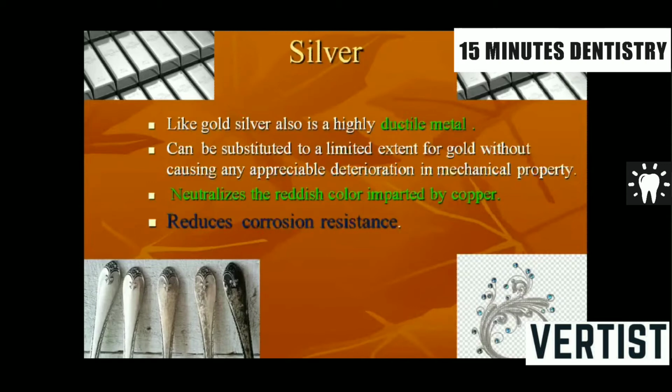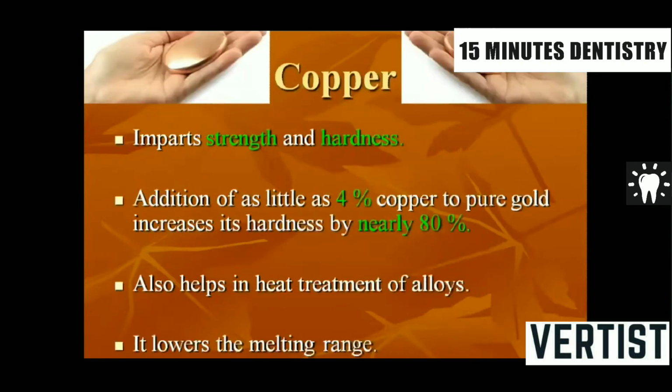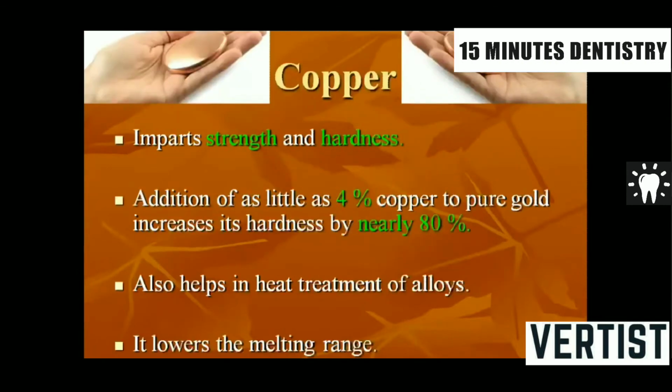But the only problem is that silver, though it's categorized as a noble metal, very rapidly corrodes in the oral cavity. So silver reduces the corrosion resistance of the alloy. And secondly, during the manufacturing process, it can have some affinity towards gases, and it may give you small bits of porosities. Silver is added to the extent of 9% to 12% into cast gold alloys, type 1 to type 4.